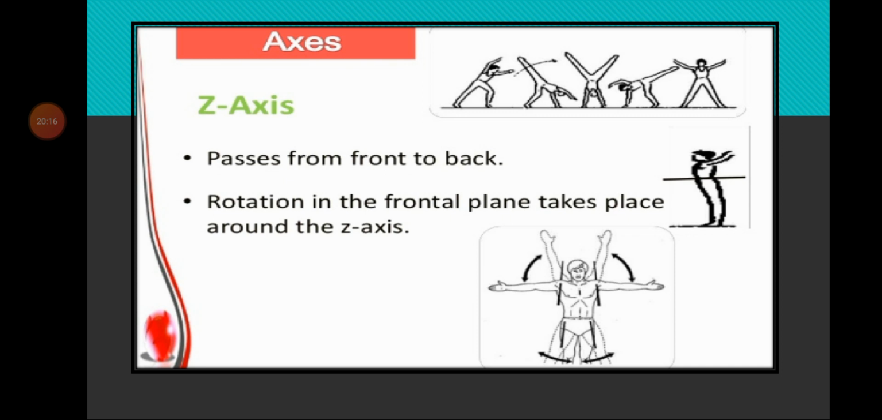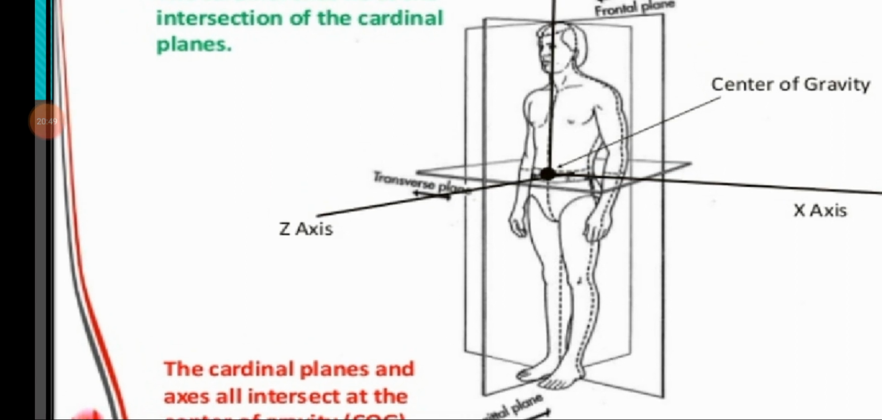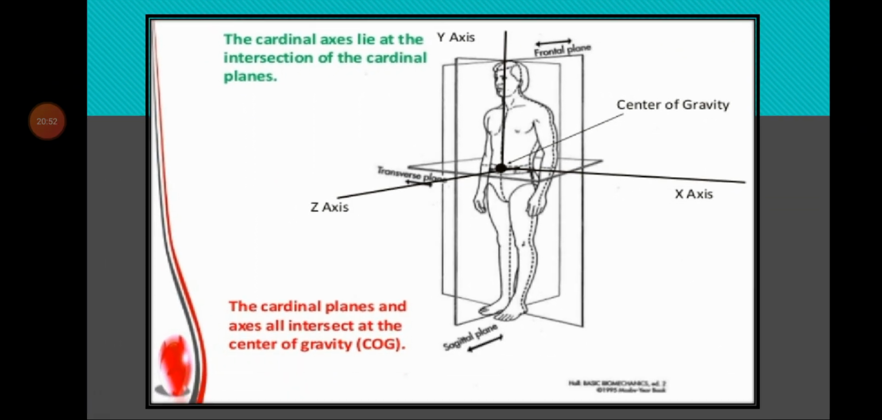The last category is the z-axis. It passes from front to back. Its rotation is in the frontal plane, which takes place around the z-axis. The last portion illustrates these planes and axes. The cardinal axes lie at the intersection of the cardinal planes, and the cardinal planes and the axes all intersect at the center of gravity.